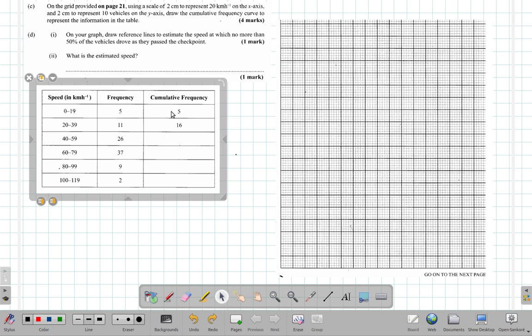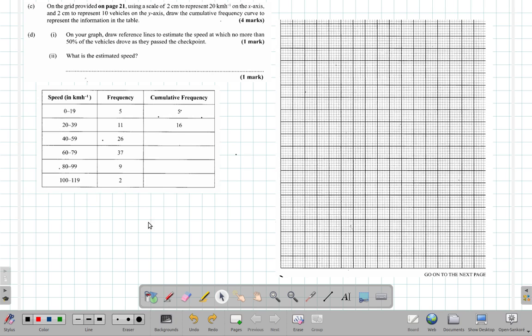So here, what we have is 5, and then 5 plus 11 gives you 16. Remember, cumulative frequency means everything is accumulating. So it would have been a 0 here before. The 5 plus the 0 gives you 5. Then the 5 plus 11 gives you the 16. Then the 16 plus 26. So that is what would have been going on.